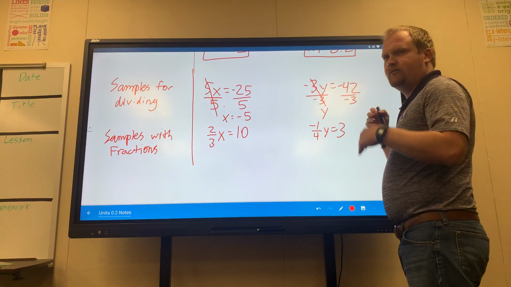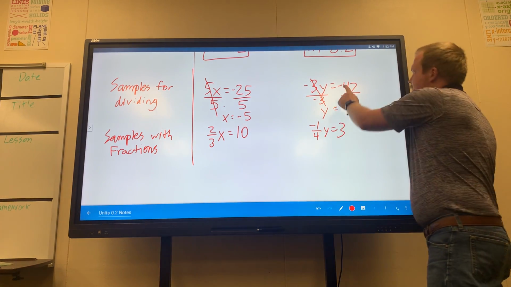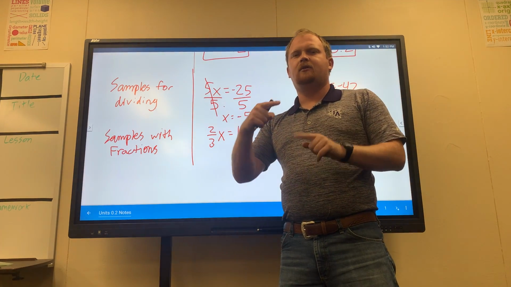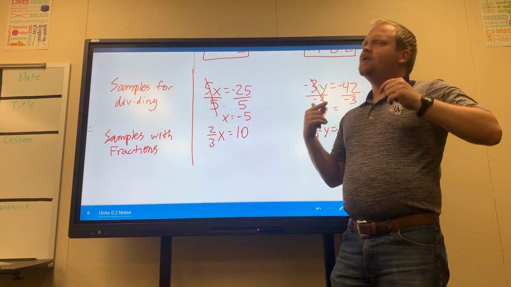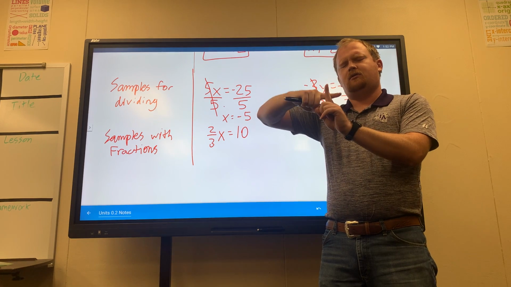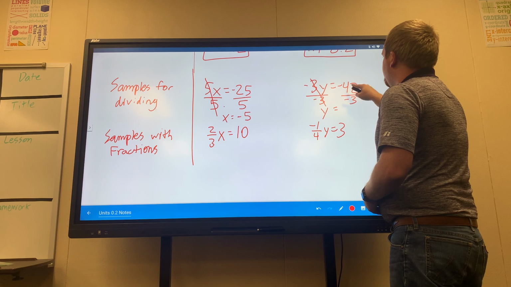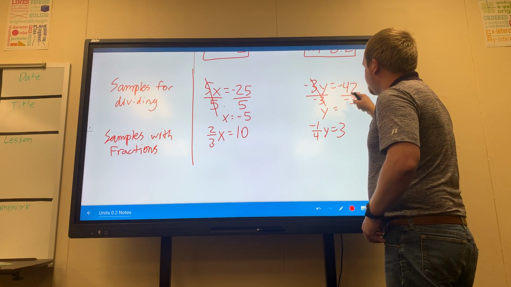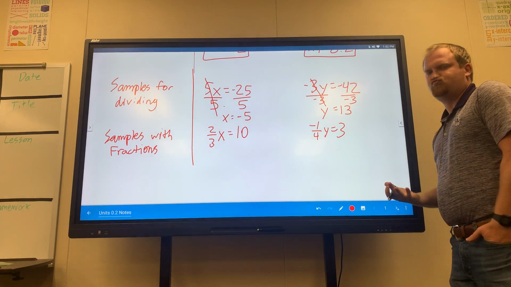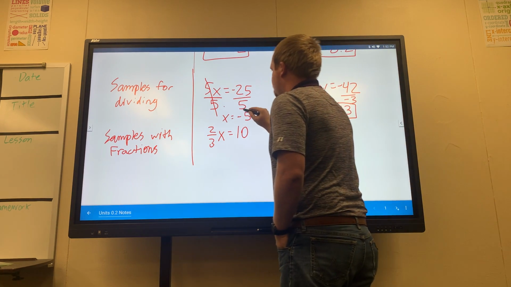And even with the negative, negative divided by negative is positive, which, by the way, just happens to be what we have. If you have a negative times a negative, that gives you a positive. Division works the same way. If you have a negative divided by a negative, they become positive. So, negative 42 divided by negative 3 will give me a positive 14. So the answer for this is y equals 14.